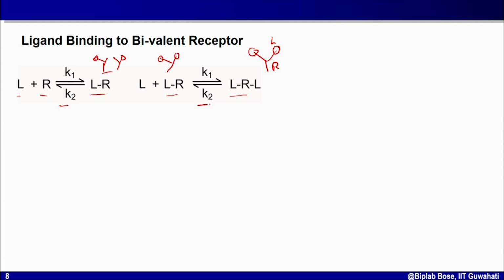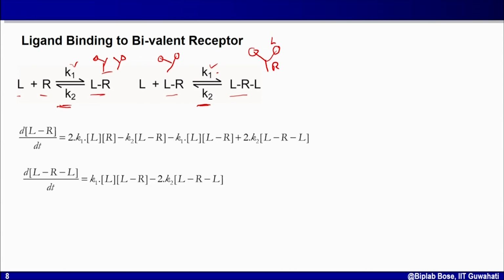And to simplify the process, I have considered that the forward rate constant for the first ligand binding is K1, and it is the same for the second ligand binding also, here also K1. Similarly, I have simplified by considering that the reverse rate constant from LR to L and R is K2, and the same rate constant applies for dissociation of LRL. So this K2, this K2, this K1 are the same. In reality they may be different, but for simplification and discussion here in the class I have considered them as the same.